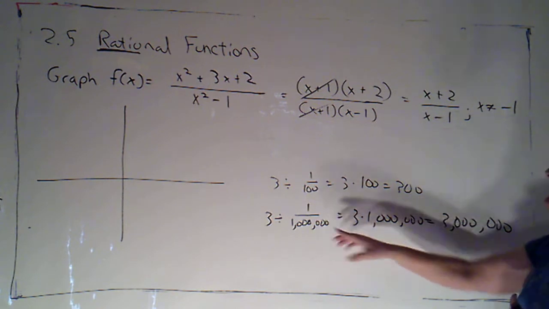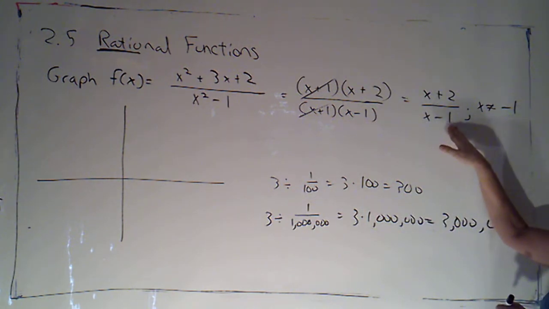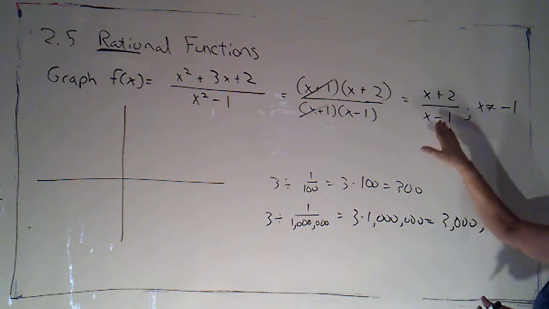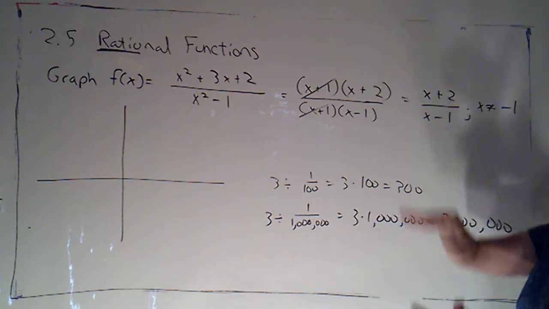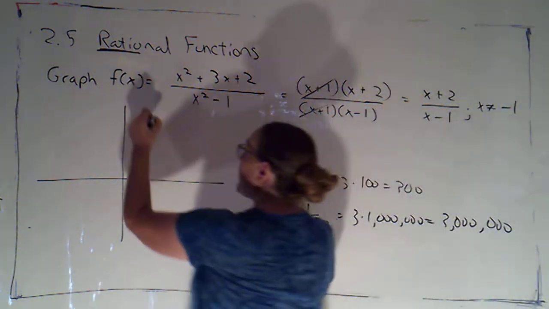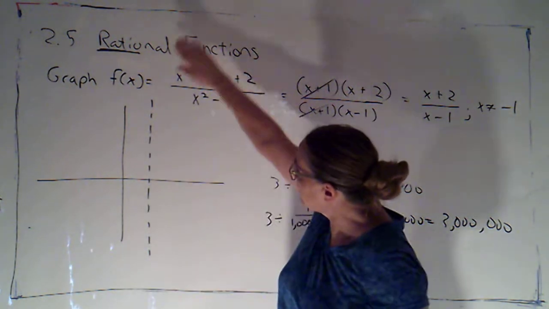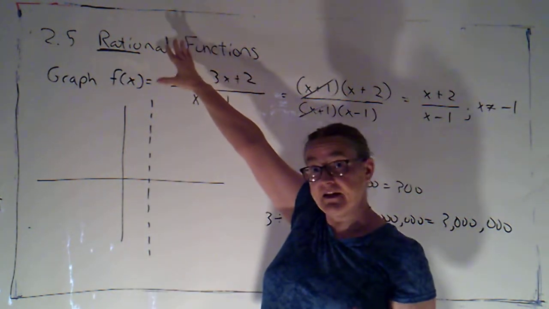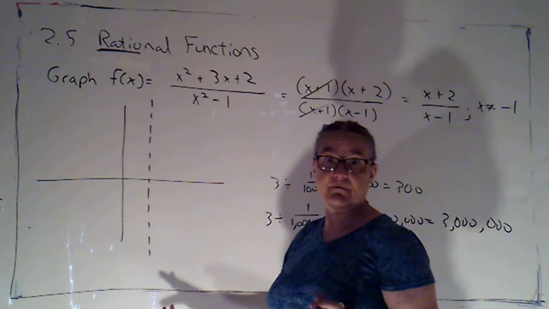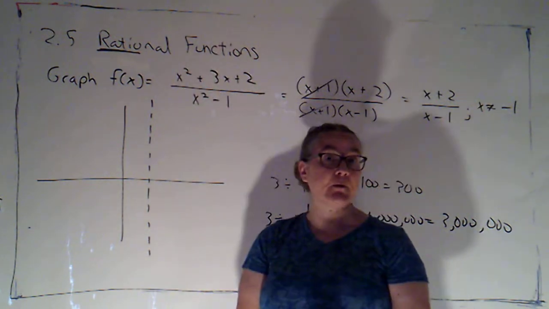And my numbers are getting arbitrarily close. As x gets close to 1, x minus 1 is getting arbitrarily close to 0. So as the denominator gets really small, the result gets really, really big. What that tells me is that at 1, we're going to have a vertical asymptote, so that our y values are going to be going off either to infinity or to negative infinity. So I'm just going to draw in that dotted line at 1.